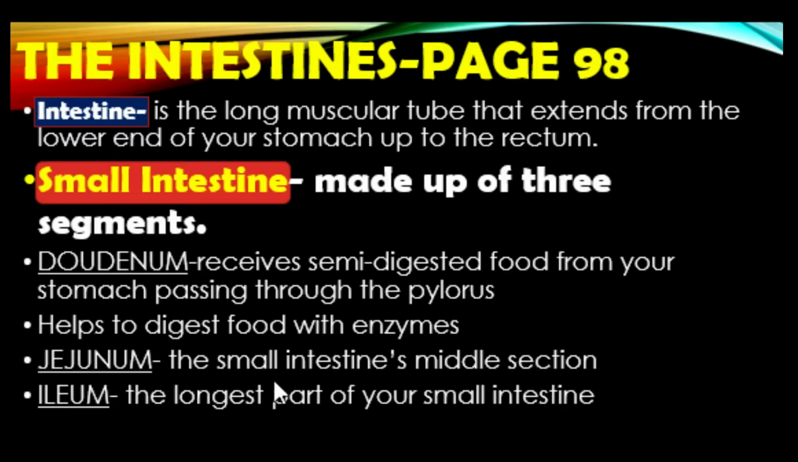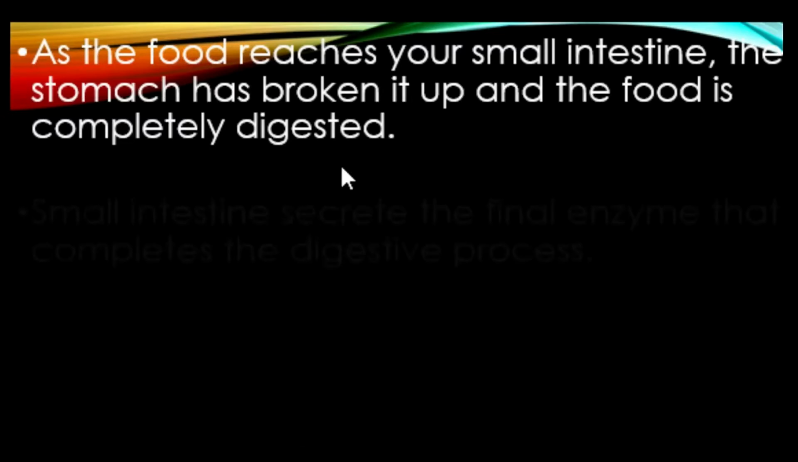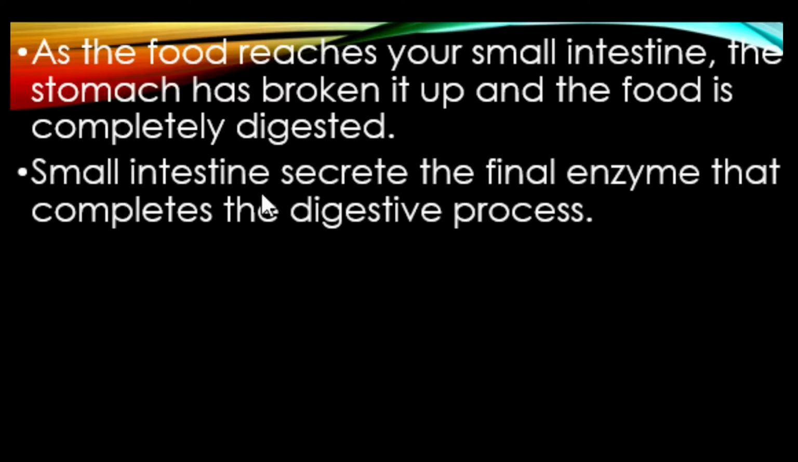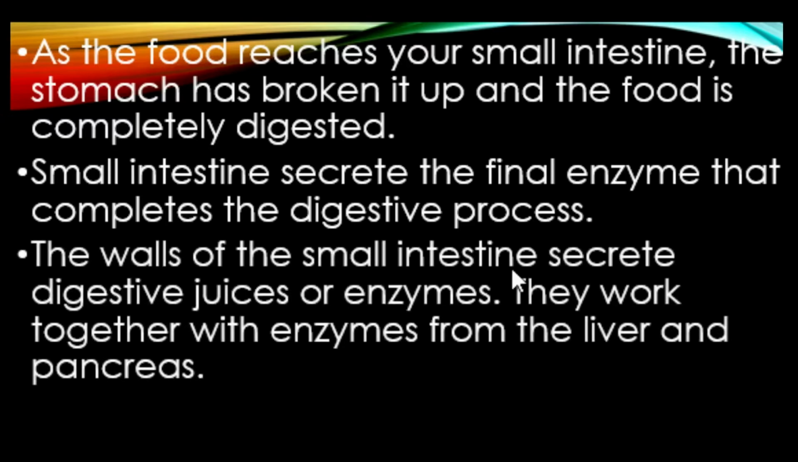Jejunum is the small intestine's middle section. Ileum is the longest part of your small intestine. As the food reaches your small intestine, the stomach has broken it up, and the food is completely digested. The small intestine secretes the final enzyme that completes the digestive process. The walls of the small intestine secrete digestive juices or enzymes. They work together with enzymes from the liver and pancreas.